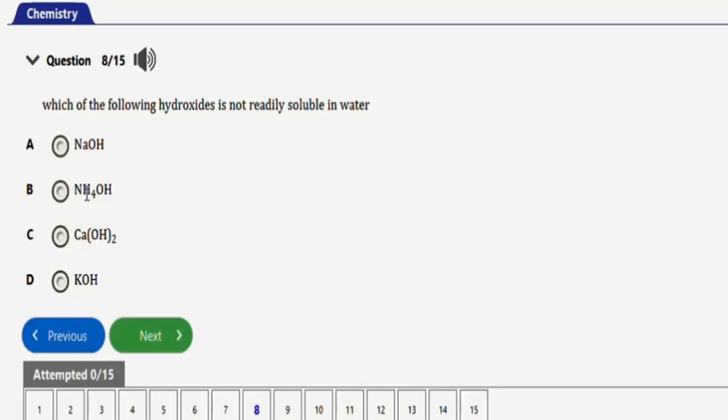We have ammonium hydroxide. This is also a strong base. It ionizes completely in water. And we have calcium hydroxide, which is a weak base. So the right option is option C, this weak base, calcium hydroxide. So it will not readily be soluble in water. So it's as simple as this.